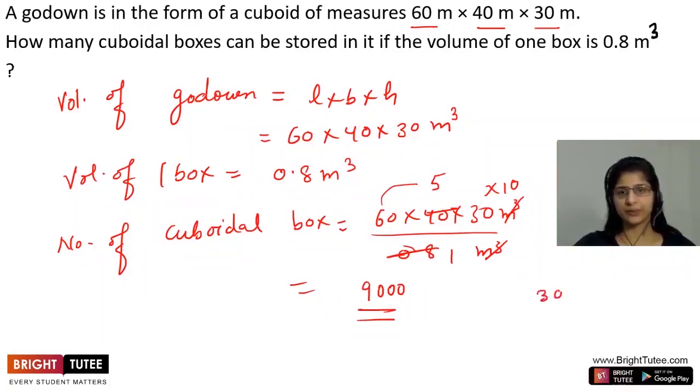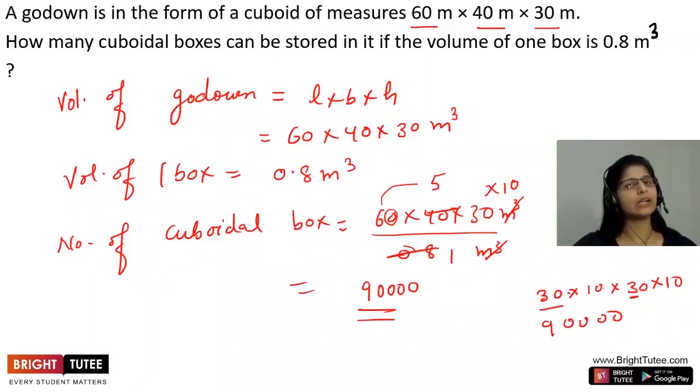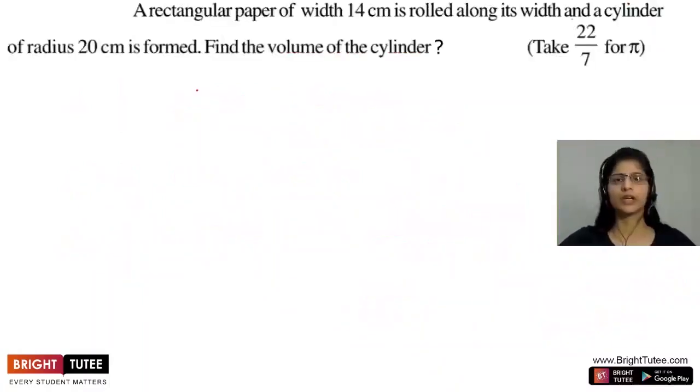6 5s are 30 into this 0 is also there, so into 10 we can write, then into 30 and into 10. So we have 30, 3 and 3 is 9, actually 4 zeros will come up. So 90,000 is the number of cuboidal boxes that can be adjusted in the cuboidal godown, right? Okay, so there is one more question here.